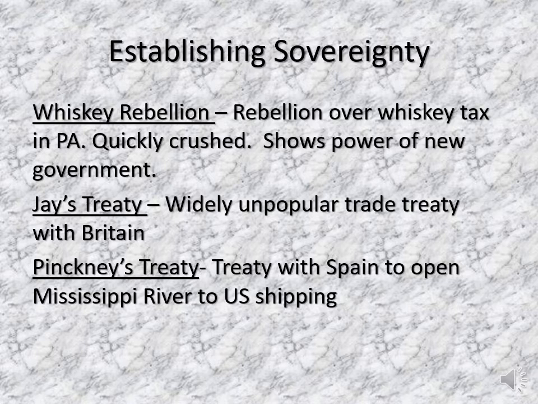Farmers in and around Pittsburgh, or the western part of Pennsylvania, were upset that their whiskey and their wheat and rye were being taxed. In order to make whiskey, you've got to have wheat or rye. And what happened was the national government put down the rebellion. The big takeaway is to show how much power the government has.